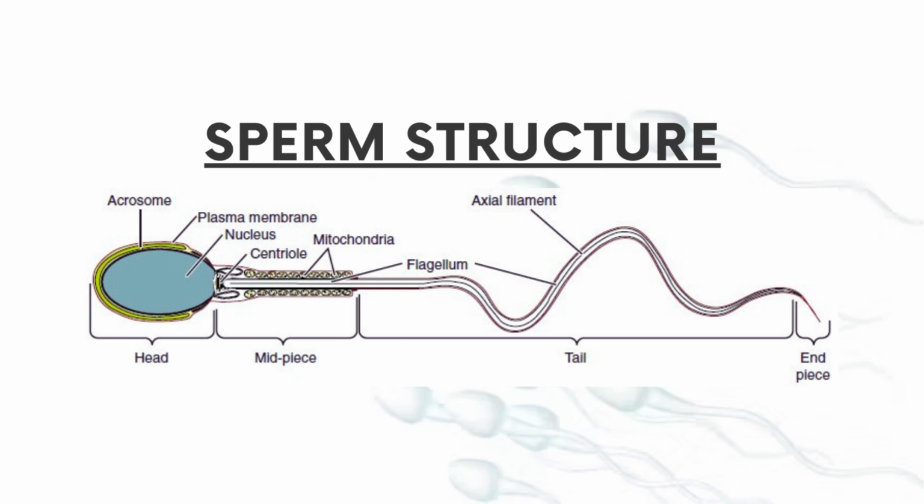The middle piece consists of many mitochondria, which provide energy to the sperm for locomotion. It also contains the centrioles, which aid in flagellum formation and link the head and tail to control its beating. The sperm also consists of the tail, which functions for the motility of the sperm.